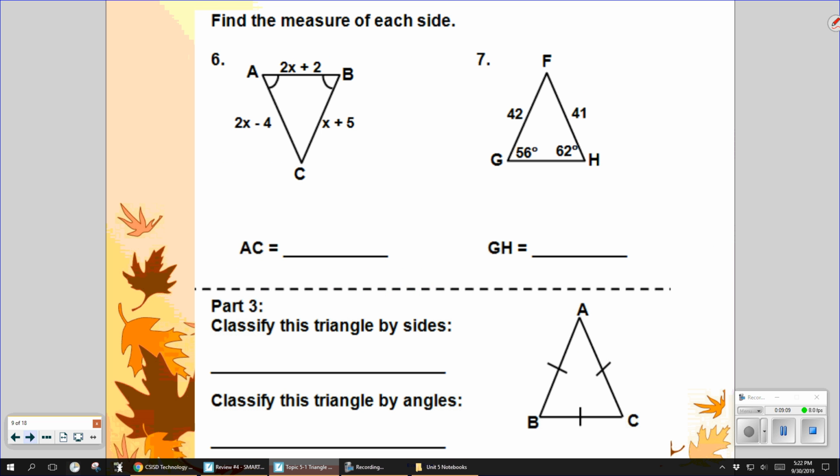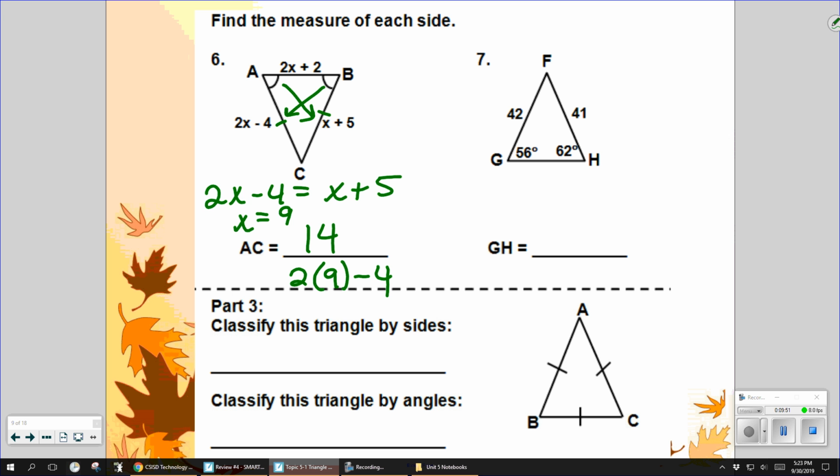Now let's see if we can use the converse of the theorem. So in number 6, I'm given algebraic expressions for the lengths of all the sides, and I know two of the angles are congruent. Angle A is congruent to angle B, so those are my base angles, and therefore by the converse of that theorem, I know that the sides opposite of those angles should be congruent. Therefore, I know 2x minus 4 equals x plus 5, and then we can solve for x. We get x equals 9, but we want to know the length of AC. So AC is 2x minus 4, so we need to do 2 times 9 minus 4, and that gives us 14.